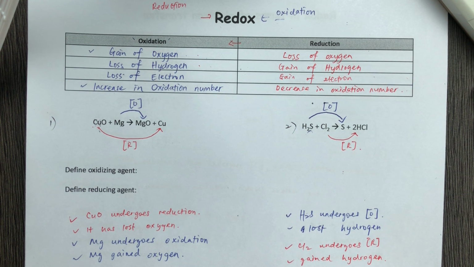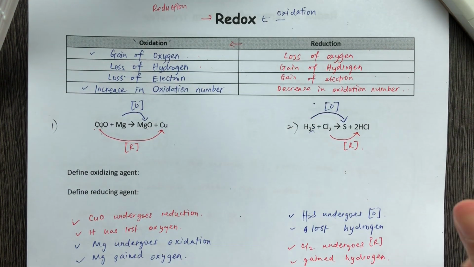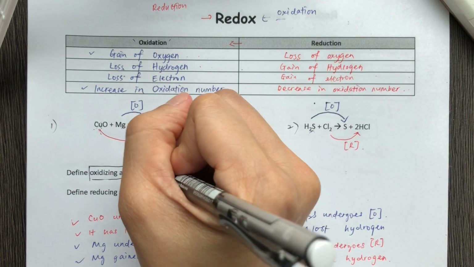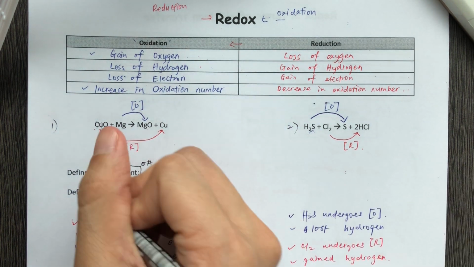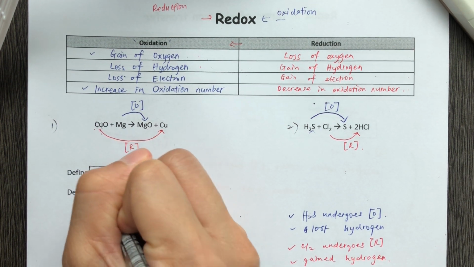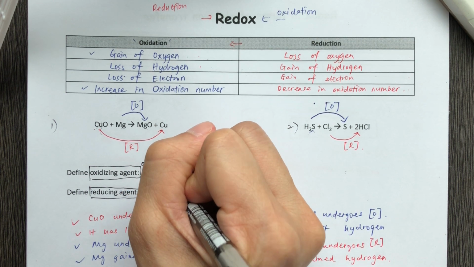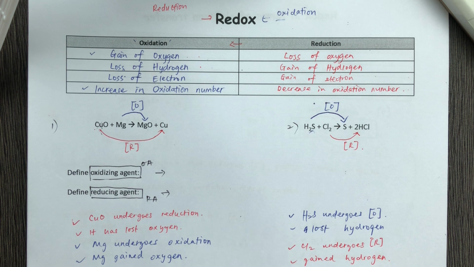So I hope you are clear with this. Now, something additional that we'll need to know for this redox reaction is we have these two terms here, oxidizing agent, which I'll usually simplify as OA, and reducing agent, which I simplify as RA. So what do OA and RA mean? This is where students always get confused. So maybe you have to be more patient when it comes to this one, okay?